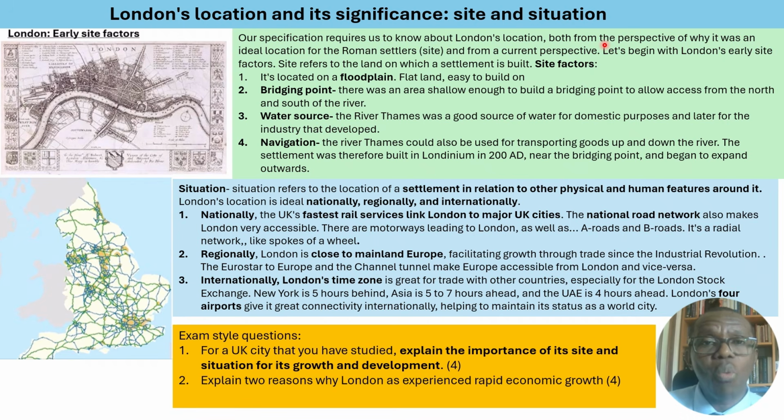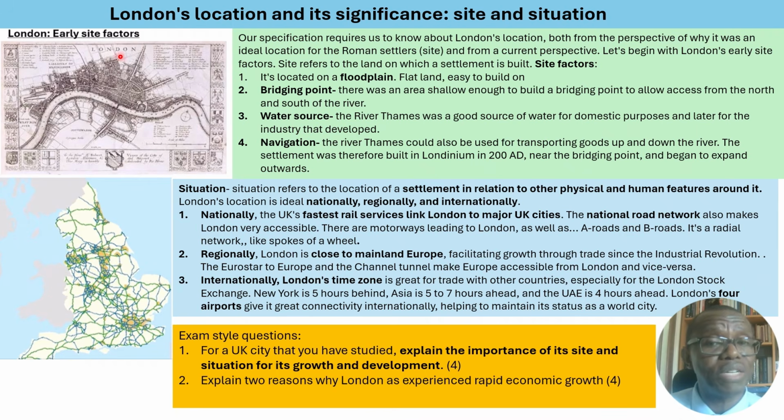Okay, so what kind of questions would we be asked then with regards to this information? The first one here, for a UK city you have studied, explain the importance of its site and situation for its growth and development. Now, this was an actual exam question, and that was worth 4 marks. So, of course, you were to talk about the site and then talk about the situation and how that has helped with the growth and development of London.